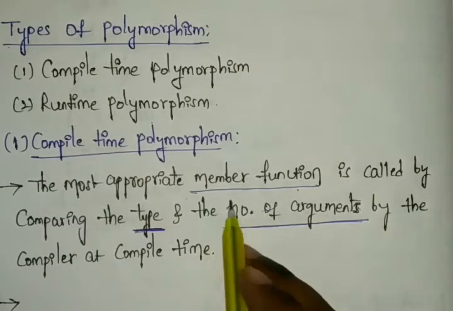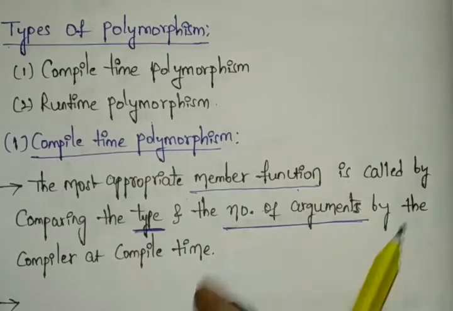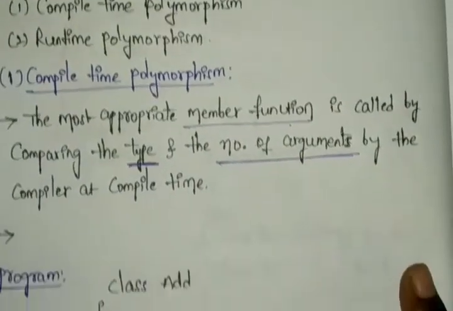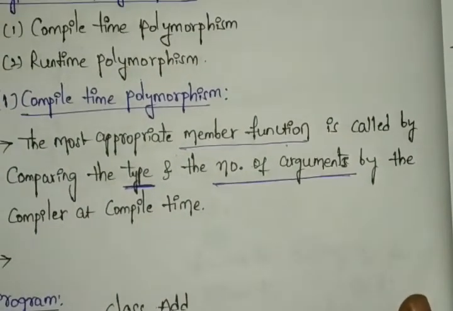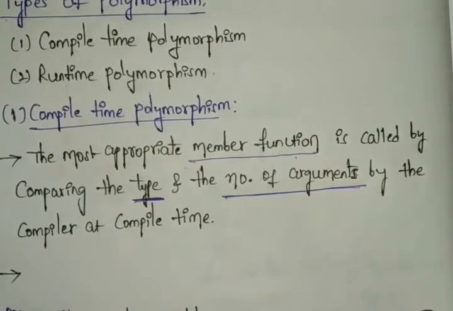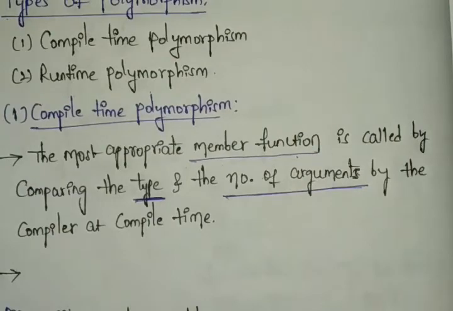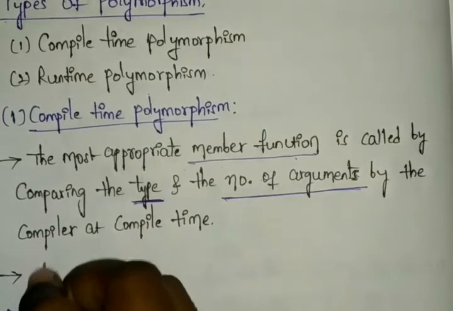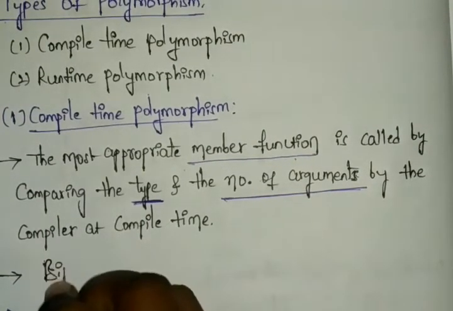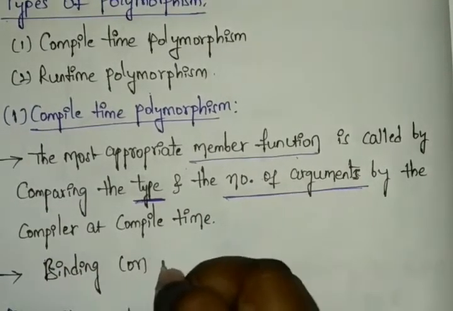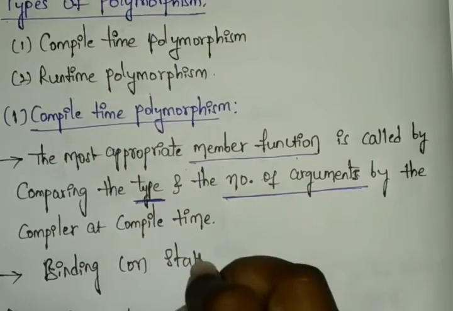But that depends on our functions. So that is our compile time polymorphism. For example, you can see here, whenever you're doing compile time polymorphism, this is also known as binding, or else here we can call it static linking.